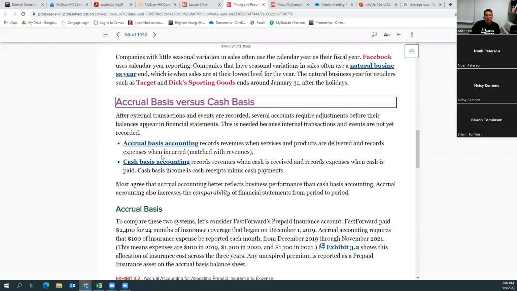The type of accounting that we're doing is called accrual-based accounting. What accrual-based accounting means is that rather than recording revenue when someone gives us cash, we're not going to record revenue until we have earned it. And we earn revenue by doing services or by selling goods.